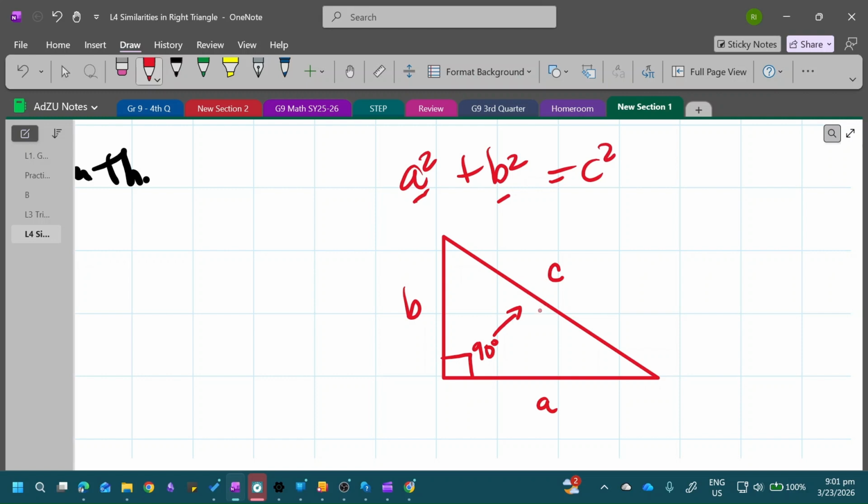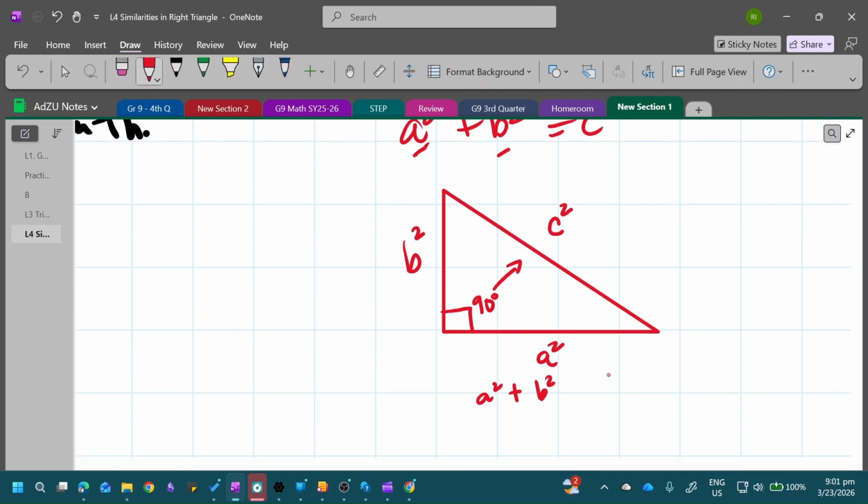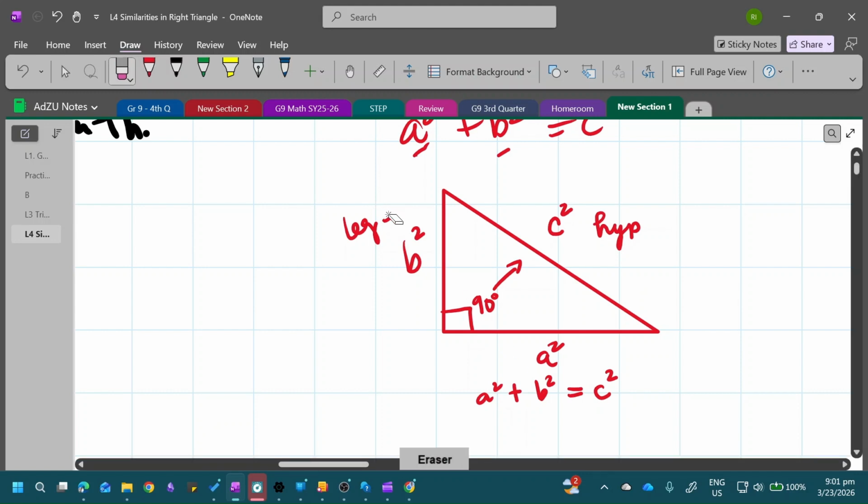So with this, according to the Pythagorean theorem, if we square those sides, we get A squared and B squared, and when we add them, the result must be equal to C squared. Again, we add these two legs squared, and the answer will be the hypotenuse squared. By the way, this is the hypotenuse. This is the leg. We can say leg 1 or leg 2, since it's B. This is leg 1.